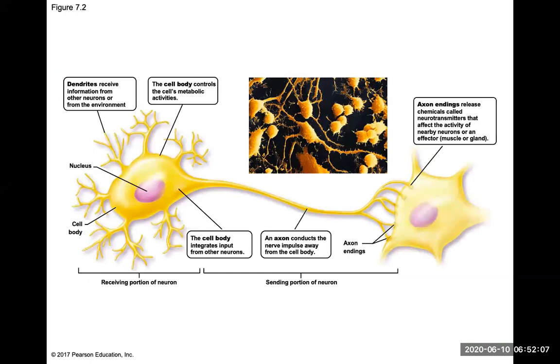So this is a great picture of a neuron. The dendrites receive information from other neurons or from the environment. Here's your cell body with the nucleus that controls the cell's metabolic activities. And here is the axon, the elongated portion, which conducts the nerve impulse away from the body. The axon will either connect to another neuron or a muscle or a gland. And the axon endings will release chemicals called neurotransmitters that will get passed on to the next neuron to continue passing that signal along.